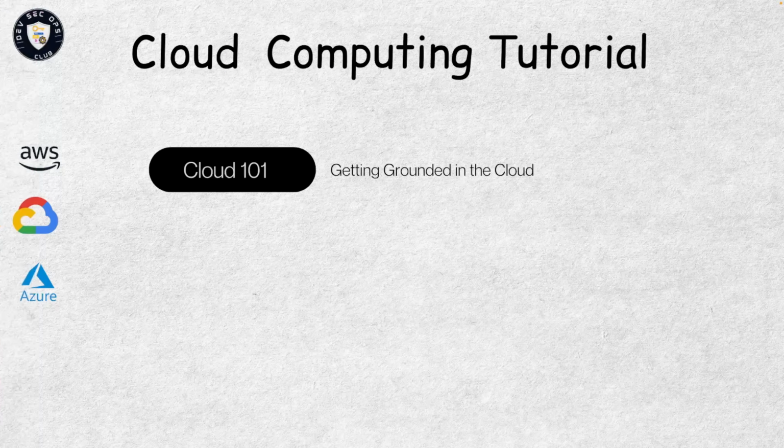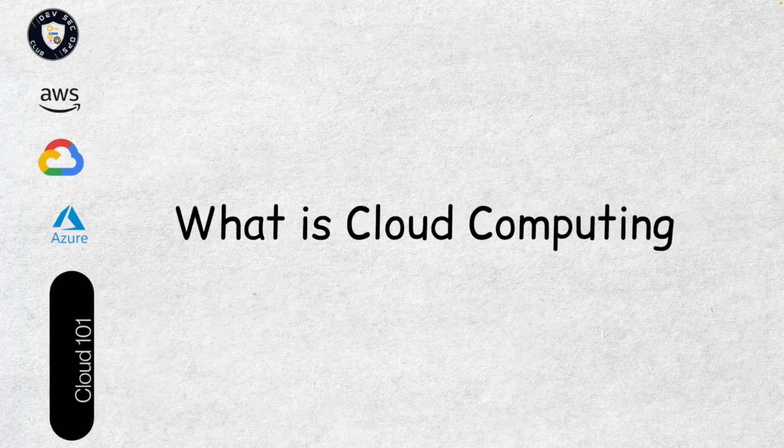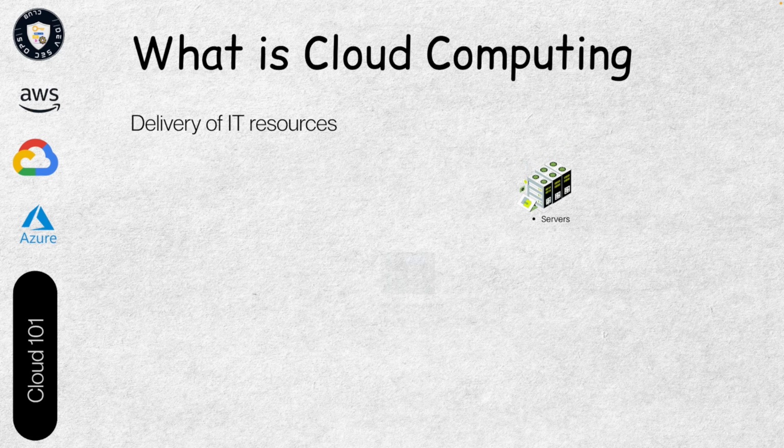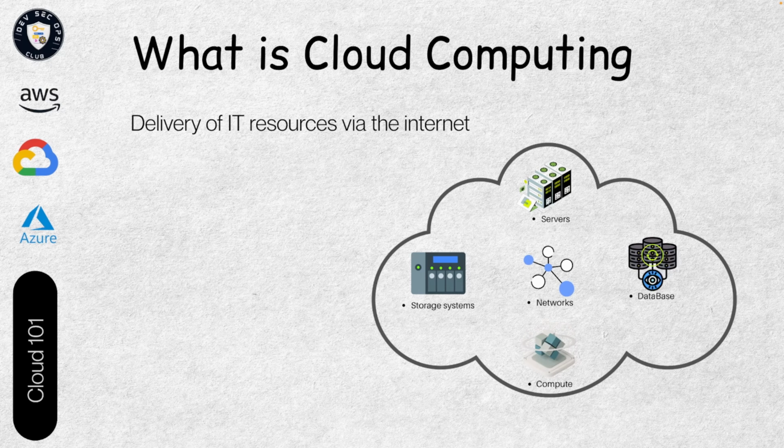All right, let's kick things off with chapter 1. First things first, what is cloud computing? Cloud computing is the delivery of IT resources such as servers, storage, database, networking, software, and other things via the internet. Whatever resources you use, you pay according to the usage of the resources. So think of it as renting electricity instead of operating a power plant.